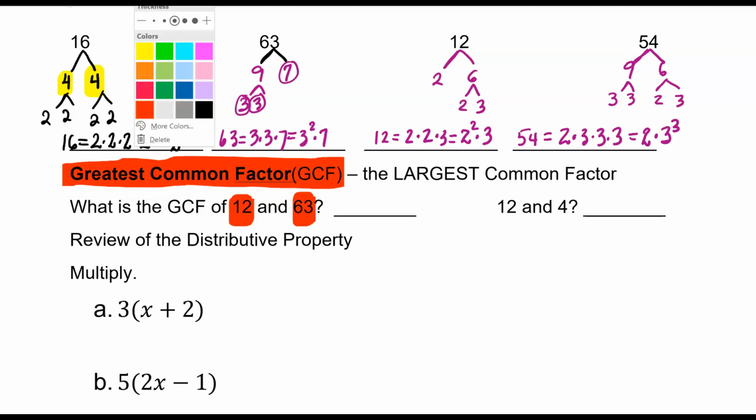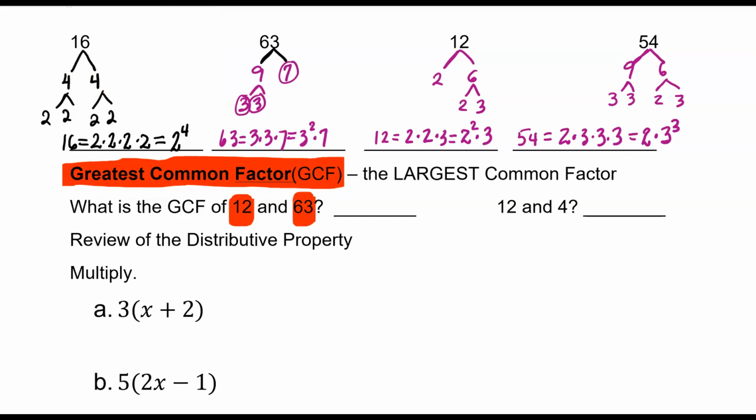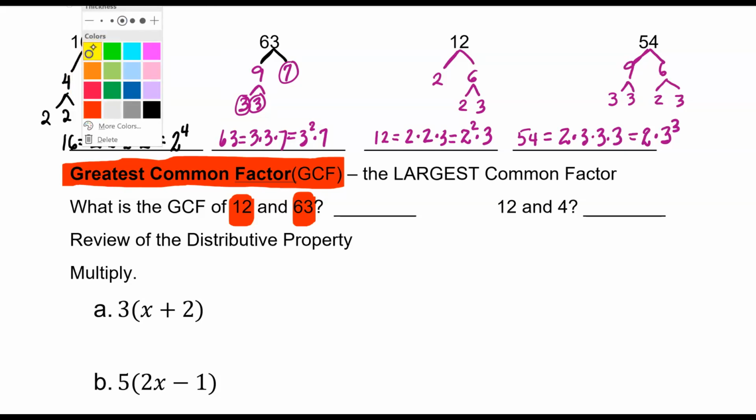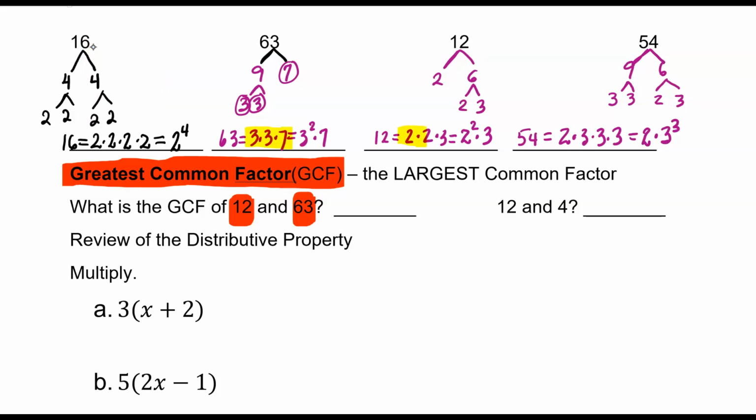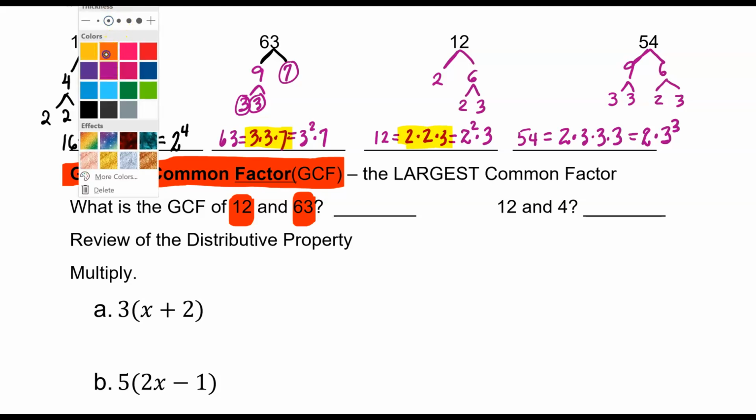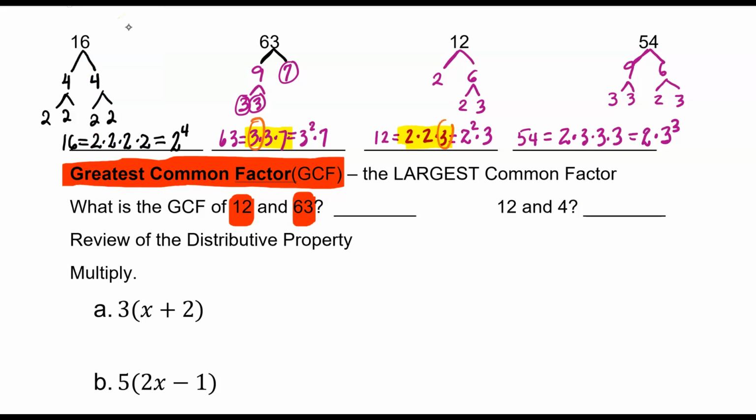So if you look up here, at my highlighted, we look at the factors of 63 and we look at the factors of 12. What is in common with those 2 numbers? Well, see, 3 is in common. And that's the only thing that is in common. 3 is in common with both 12 and 63. So 3 is the greatest common factor of 12 and 63.